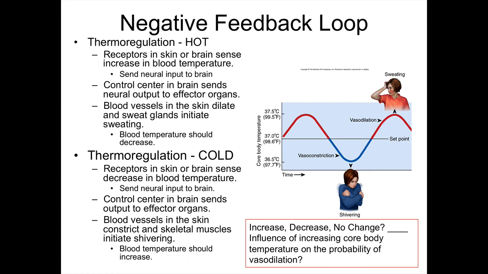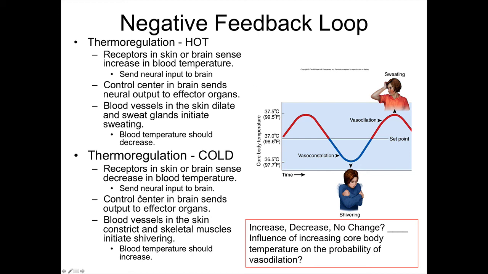Another example of the negative feedback loop is thermoregulation. Thermoregulation refers to our body being able to maintain an internal body temperature. 98.6 degrees F is the normal body temperature. No matter how hot or cold it is outside, our body maintains that temperature, unless you have a fever, and that's something totally different. But in normal circumstances, body temperature being maintained around 98.6 degrees F is another example of homeostasis.